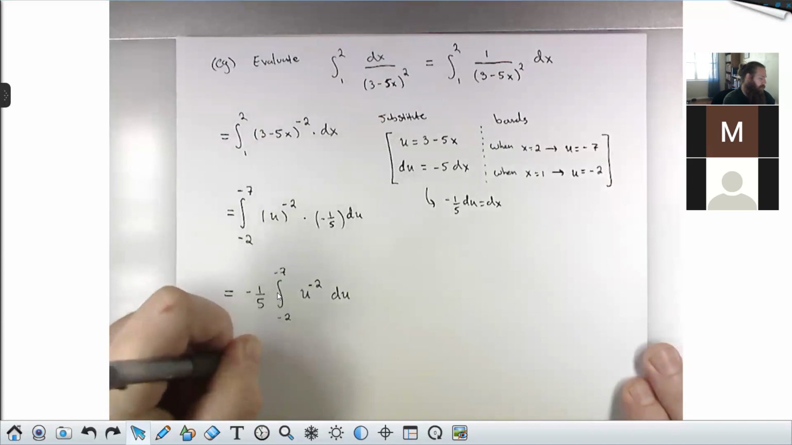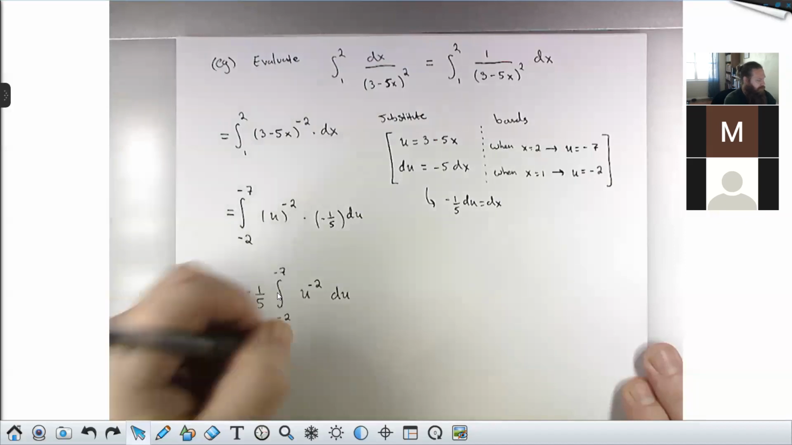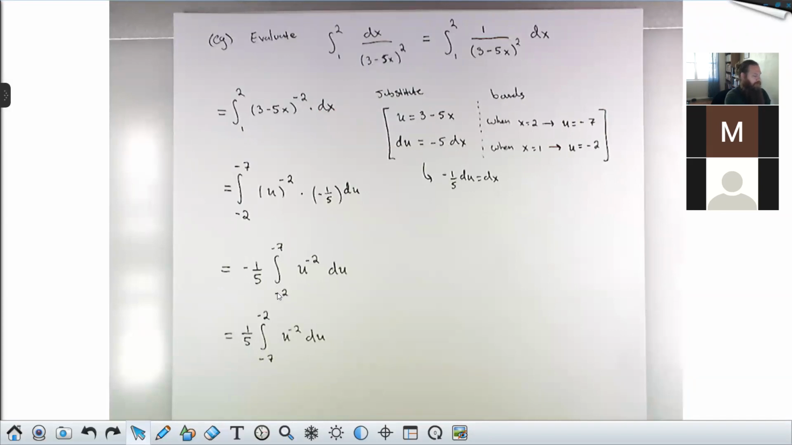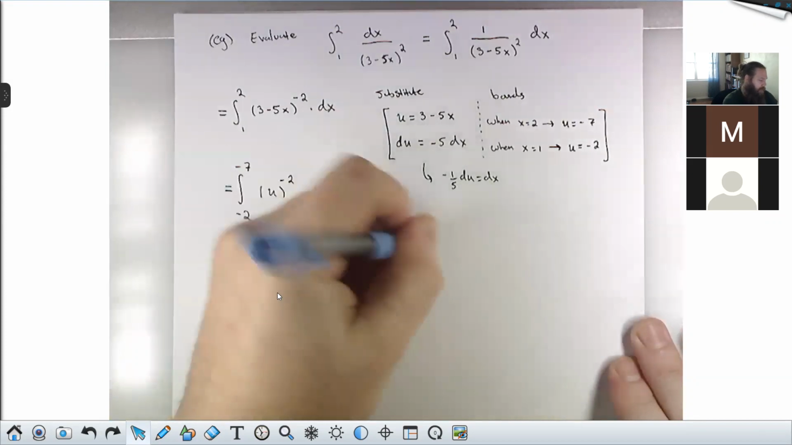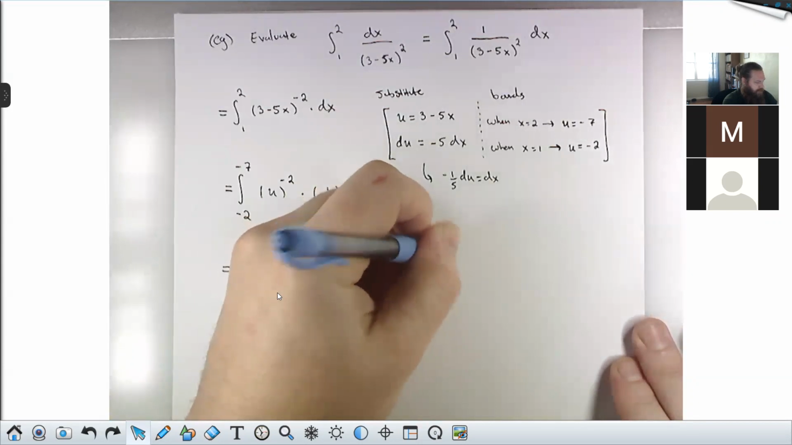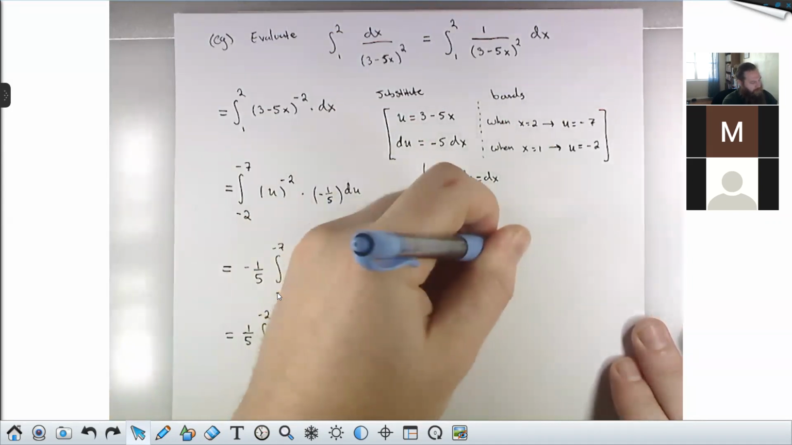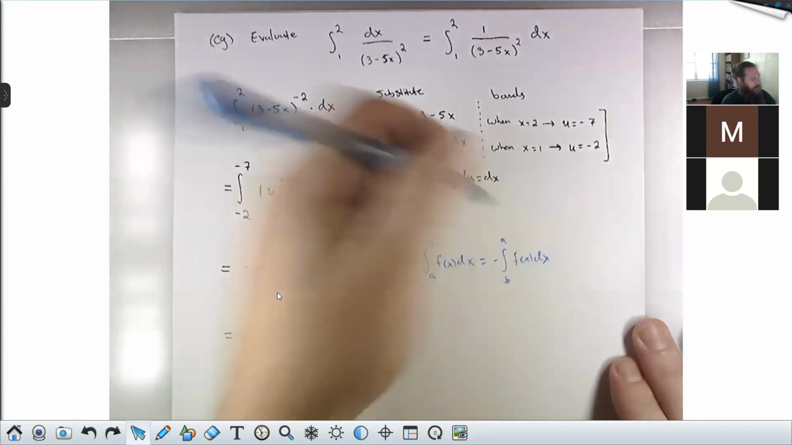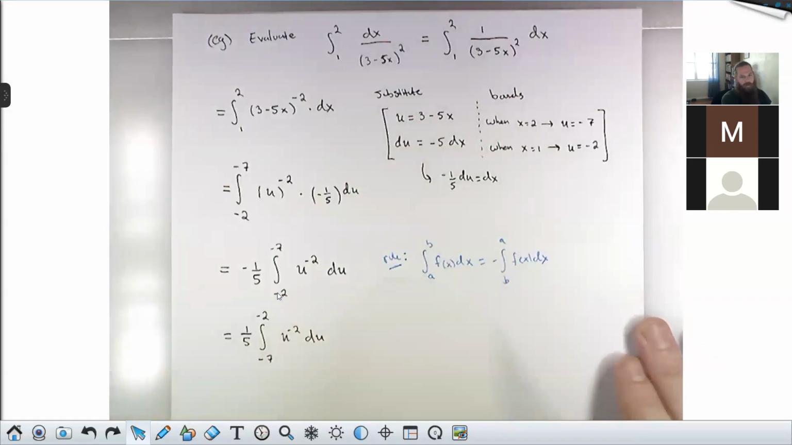I can rewrite this as positive 1/5 integral from -7 to -2, u to the -2 du. The rule here is that integral a to b, let's say f of x dx, is equal to negative integral b to a f of x dx. We can flip the bounds over, and you can think of it as sucking up or spitting out a negative.